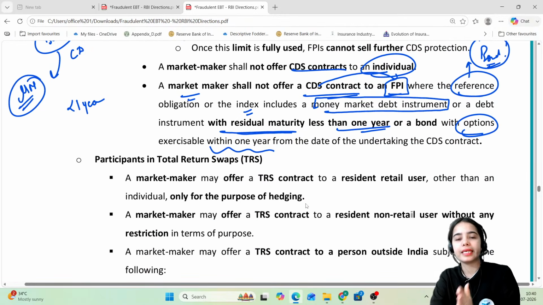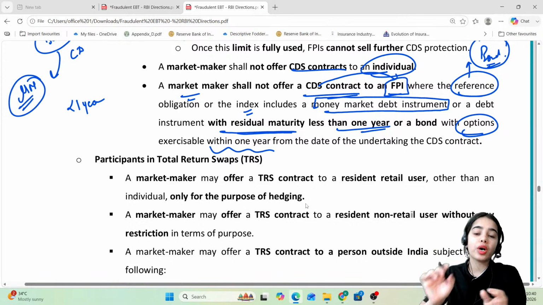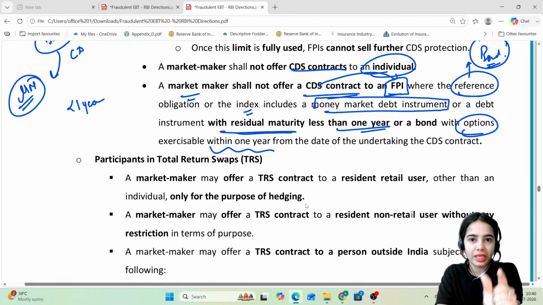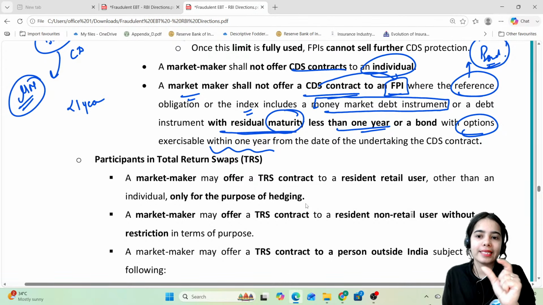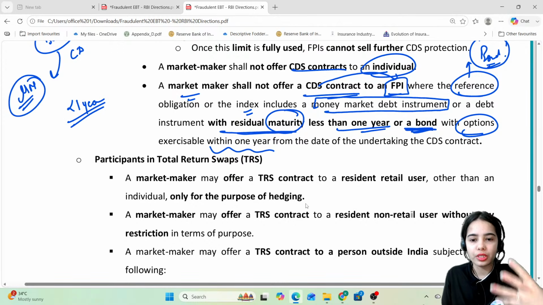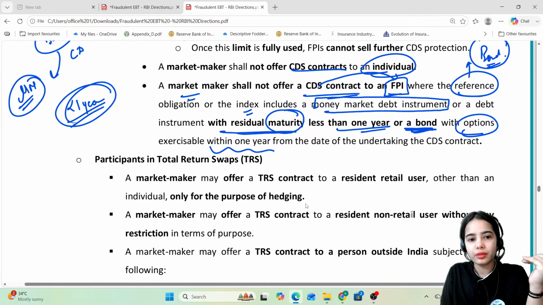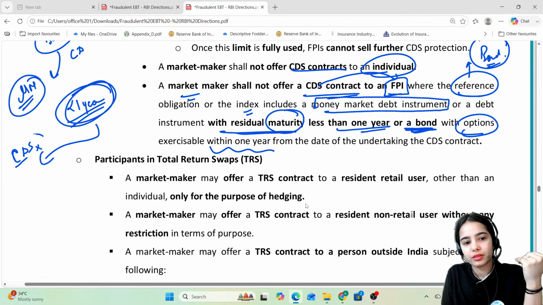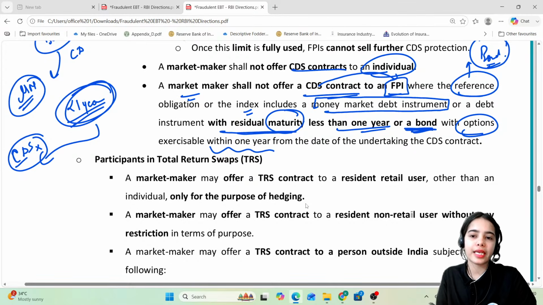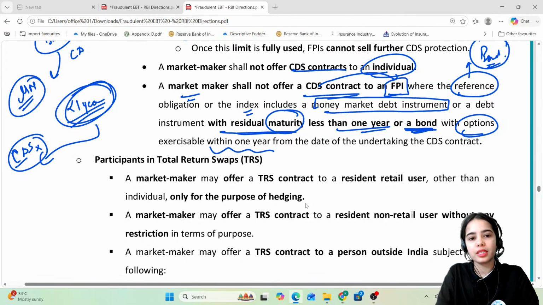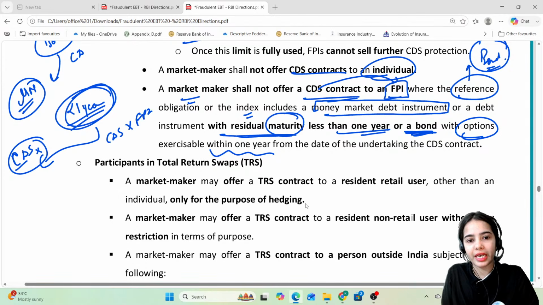So basically it has been clearly said that a market maker cannot offer the CDS to an FPI if the reference obligation or the index maturity is less than 1 year. So if the bond has a maturity of less than 1 year, or the bond has options that can mature within 1 year, in this case the CDS should not be provided. Okay, so that is the idea: the credit default swap cannot be provided to the FPI in case the residual maturity of the reference obligation, that is the underlying bond, is less than 1 year.